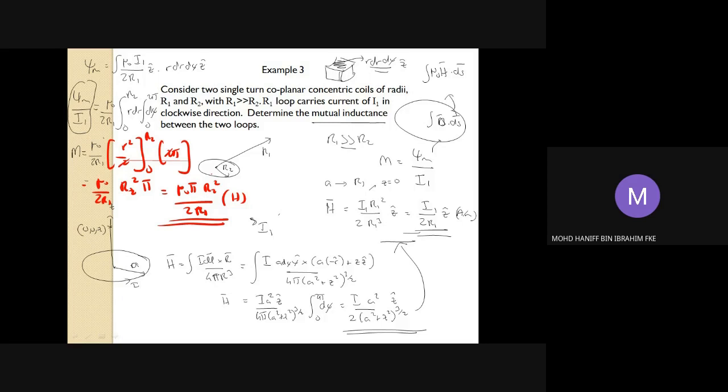So basically, the flux that we are calculating now is the flux which is trapped in the radius of R2. That flux amount divided by the current of I1 will give us the mutual inductance. The flux that we are calculating here is the flux which is trapped in the R2 radius. So I hope it's clear. The flux trapped in the R2 radius is B dot ds.